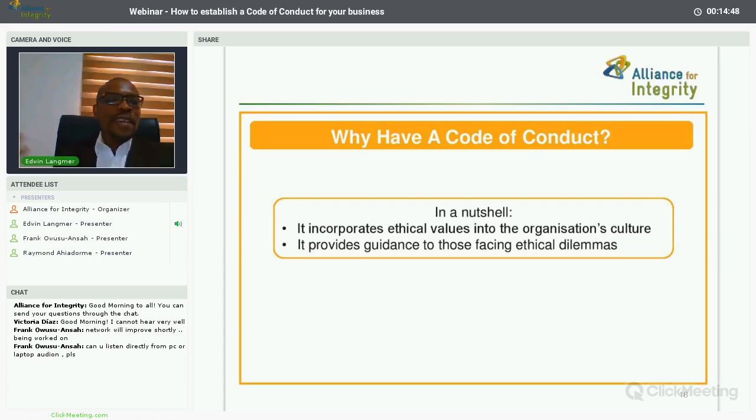Secondly, it provides guidance to those facing ethical dilemmas. So in the execution of employees' day-to-day duties, employees come across so many issues that they have to deal with. For instance, a gift has been presented to me. What should I do? What should I not do? Should I take this gift? Who should I tell? I saw someone doing this, who should I report to, etc. The code of conduct clears all these ethical dilemmas. How should our company relate to other companies in terms of A, B, and C dilemmas? The code of conduct leaves nothing in doubt for the organization's employees and other stakeholders.